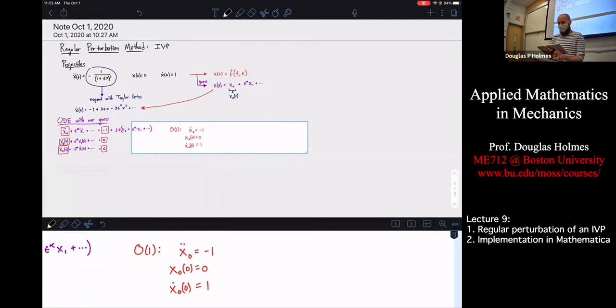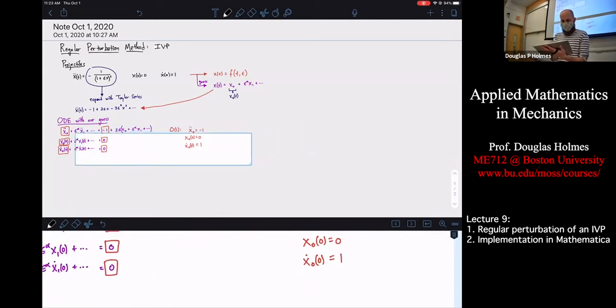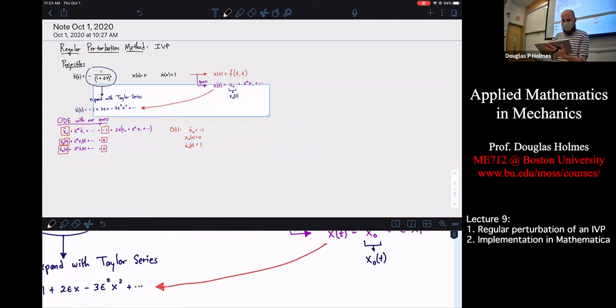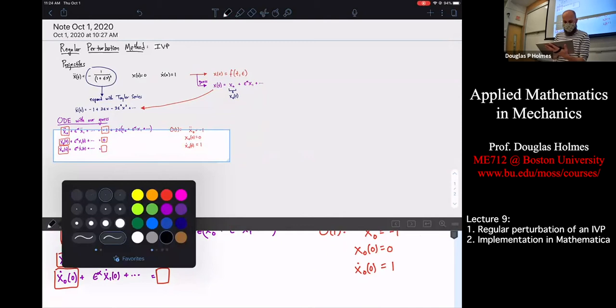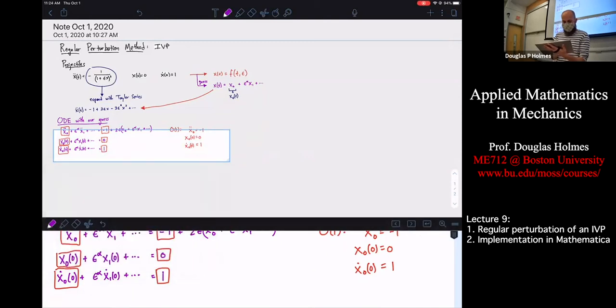Sorry, maybe I wrote it down wrong. So for the last one, the initial velocity. Oh, yeah, I wrote it down wrong over here. It should be one. Thank you.